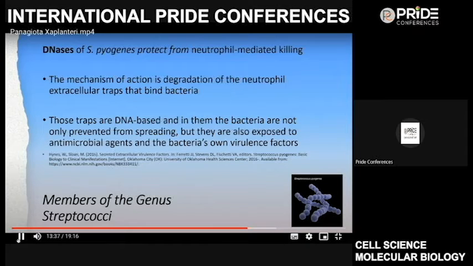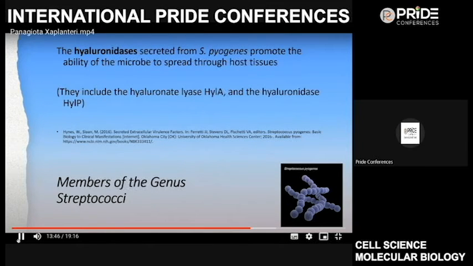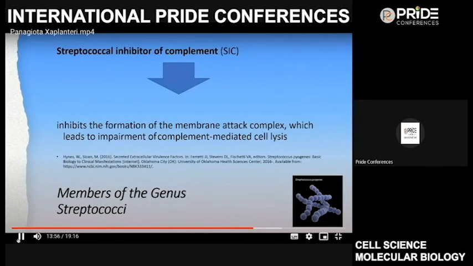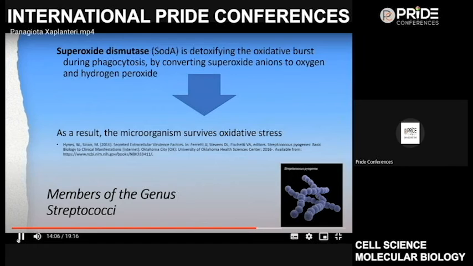Groups of DNases degrade neutrophil extracellular traps and prevent the bacteria from being trapped, so they spread, but they are also exposed to antimicrobial agents and the bacteria's own killing factors. The hyaluronidase secreted from Streptococcus pyogenes promotes the ability of the microbe to spread through host tissue. Streptococcal inhibitor of complement inhibits the formation of the membrane attack complex, which implicates cell lysis. It also modifies the oxidative burst of neutrophils by converting superoxide anions to hydrogen peroxide. As a result, the microbe survives oxidative stress.